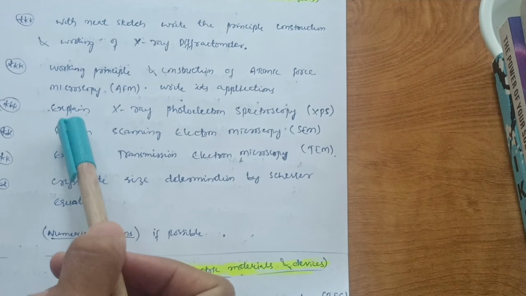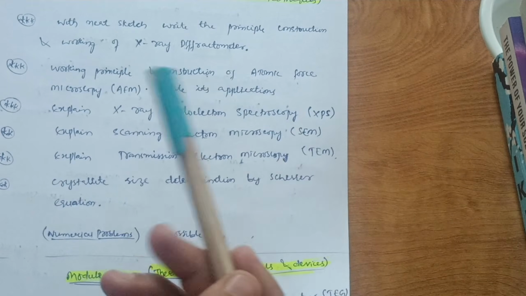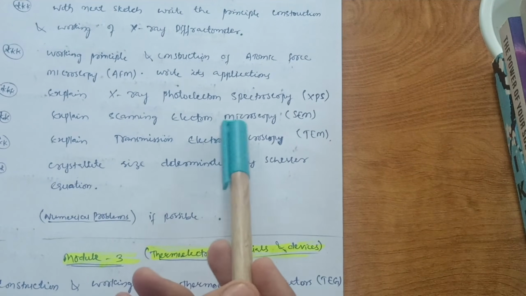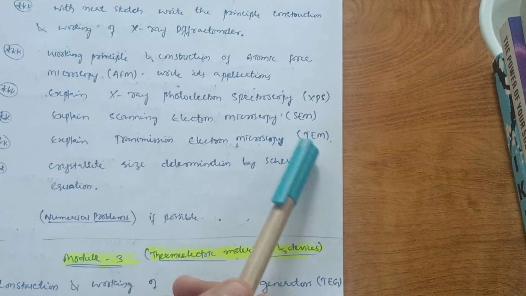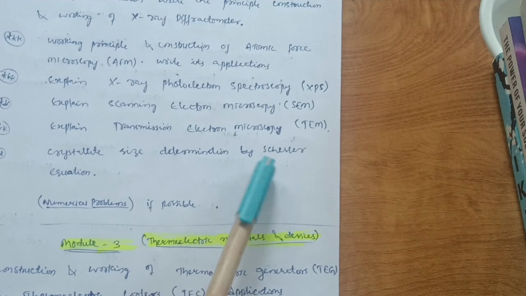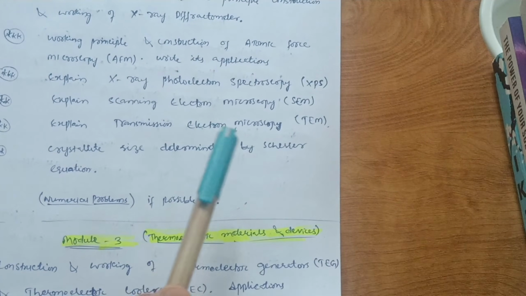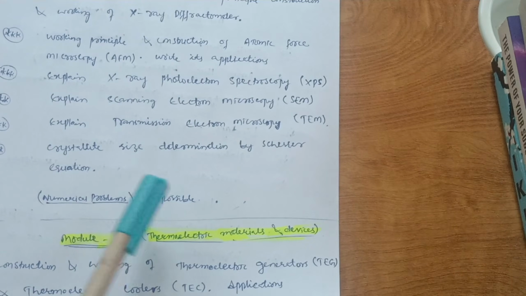And then explain X-ray photoelectron spectroscopy, that is XPS. Next one is explain scanning electron microscopy, that is SEM. Explain transmission electron microscopy, that is TEM. Next one is the crystallite size determination by the Scherrer equation. Okay, on this basis they will ask some problems also.